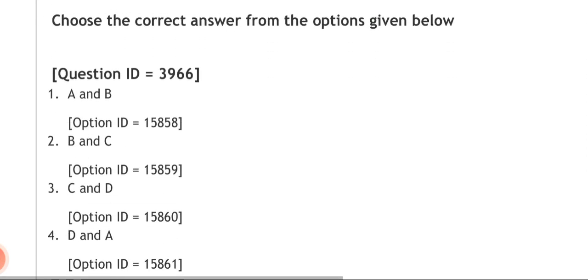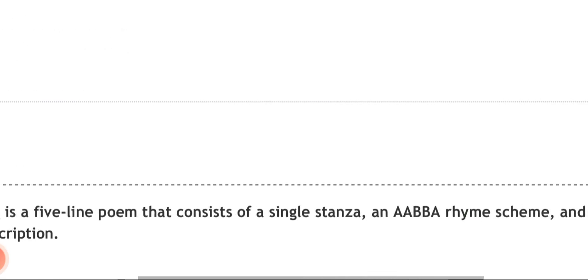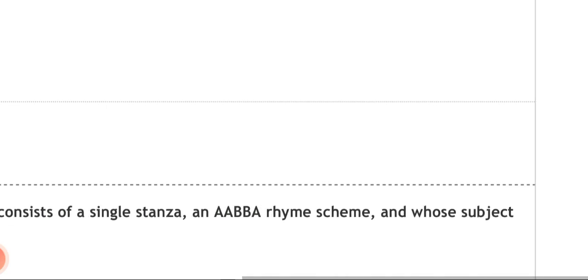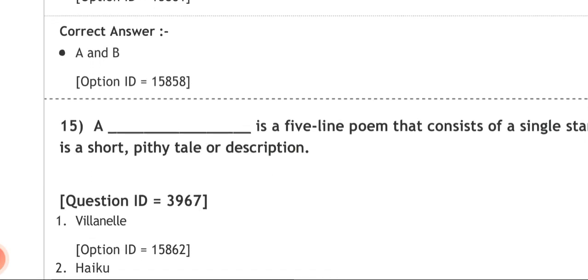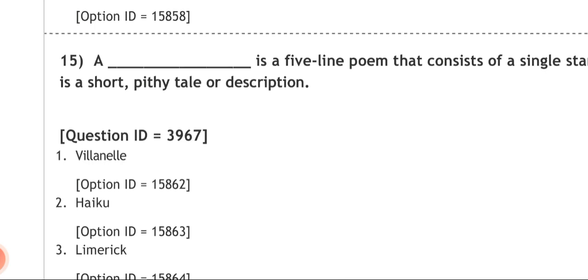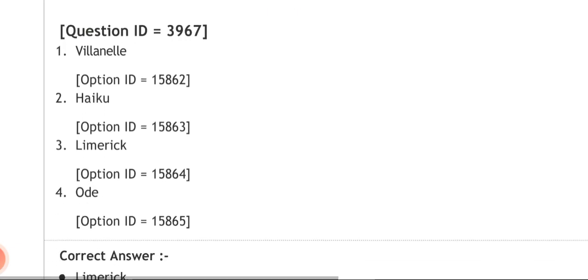Okay, number 15 is saying a dash is a 5-line poem that consists of a single stanza and a rhyme scheme, and whose subject is a short, pithy tale or description. So if you don't know what is poem rhyme, then too it will be problematic for you. Please go through it. Then whatever question comes, it will be easy for you to answer. So number 1 option is given Villanelle, 2 haiku, number 3 is given Limerick, and 4 is ode. If you don't know the definition of any of the given options, that is problematic. Please go through it if you don't know. So the correct one is Limerick.